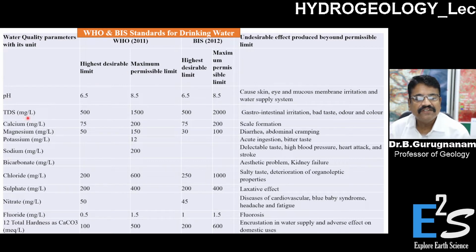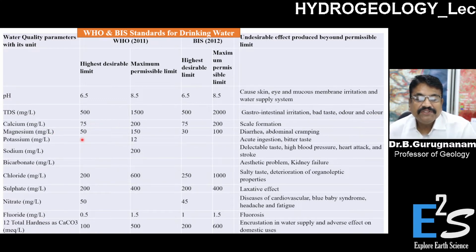And for total dissolved salts, it is represented in ppm, milligrams per liter. Up to 500 you can use, it is very good. And if needed, you can also use up to a maximum of threefold, 500 to 1500. And the Indian standard says that you can even use up to 2000. What happens if pH exceeds the limit? It causes skin, eye and mucous membrane irritation in the water system. What will happen if TDS is high? You will get gastric issues, intestinal irritation, bad taste, and you feel odor and color. These are all the issues with respect to higher TDS in the water.